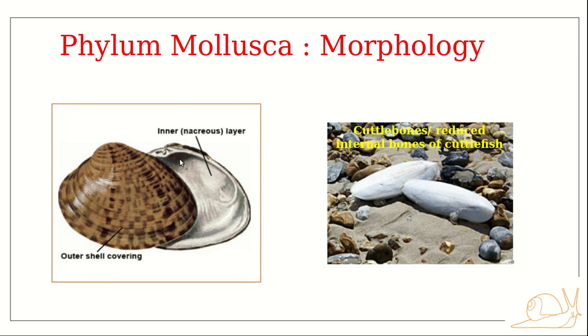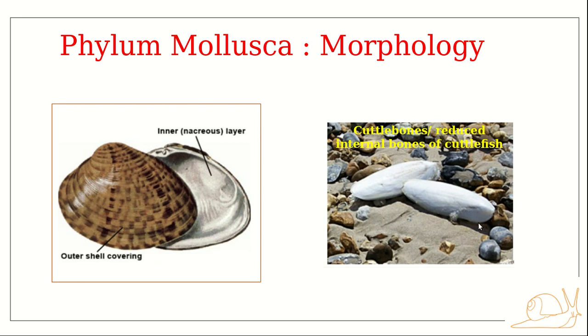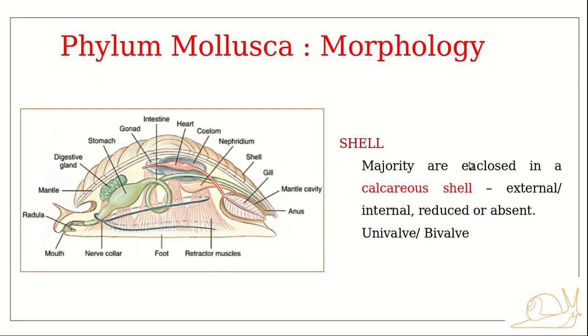In some cases you may find only a single piece that forms the shell, and such shells are known as univalve. So it could be a univalve or a bivalve, if the shell is present externally. Now this one is actually a reduced shell, found in the case of cuttlefishes, and that is an internal shell. So in some cases the shell could be internal as well, as in squids or cuttlefishes, where it may be highly reduced or even absent altogether.